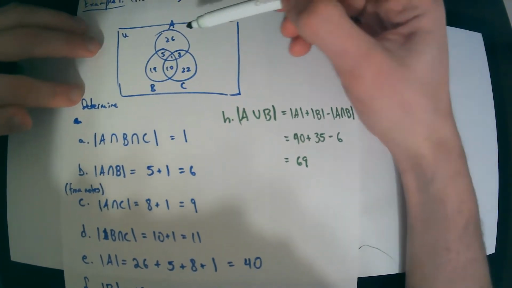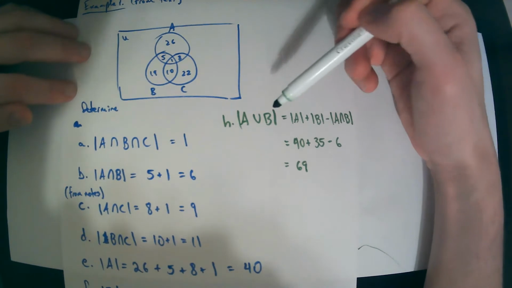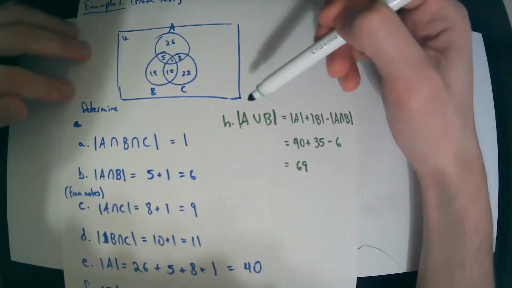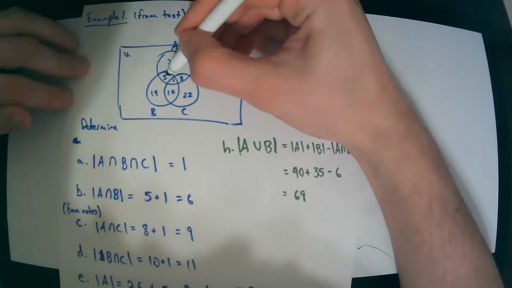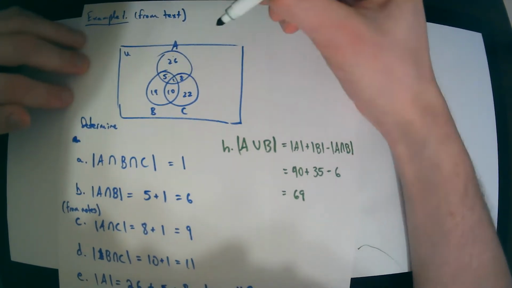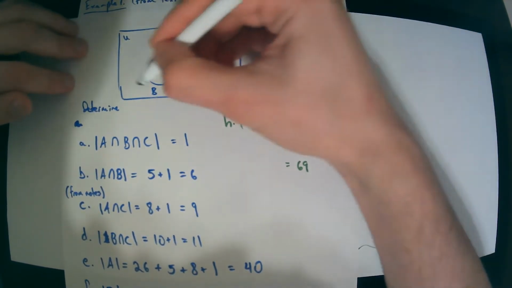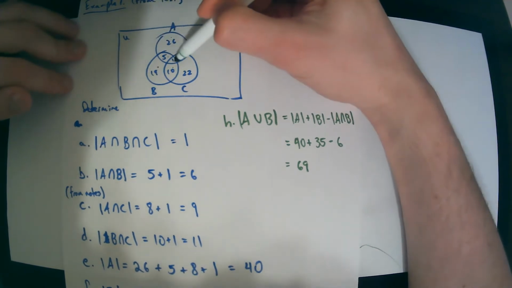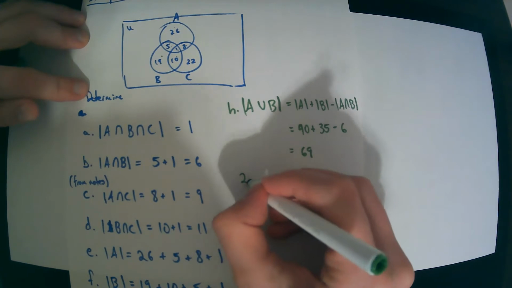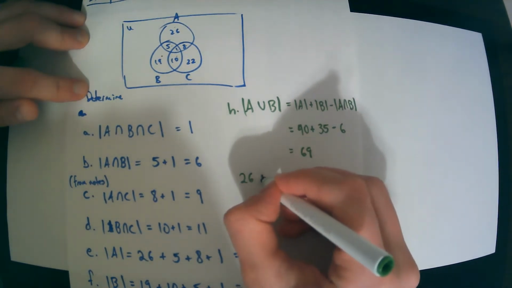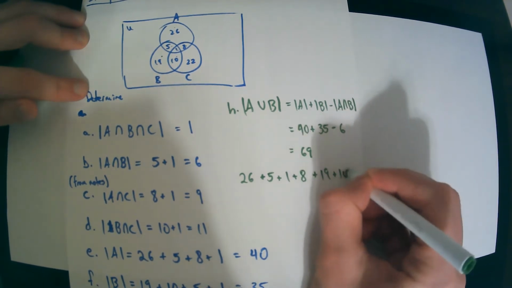Now let's see if that checks out with what's going on in the picture here. If I wanted to find A union B, that means everything that's in A plus everything that's in B. So I would say 26 plus 5 plus 1 plus 8, that's everything that's in A, plus 19 plus 10, that's everything that's in B. Well, the 5 and the 1 are also in B, but I already counted them. So I would say 26 plus 5 plus 1 plus 8 plus 19 plus 10.